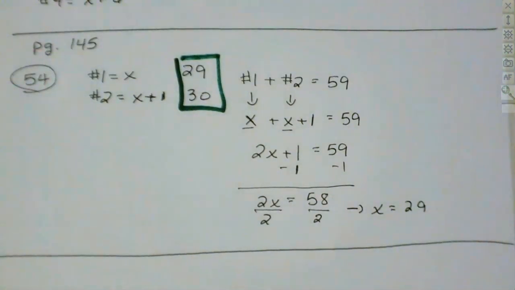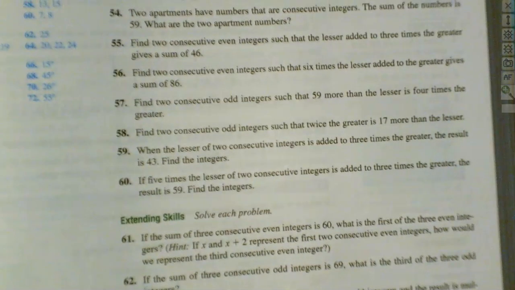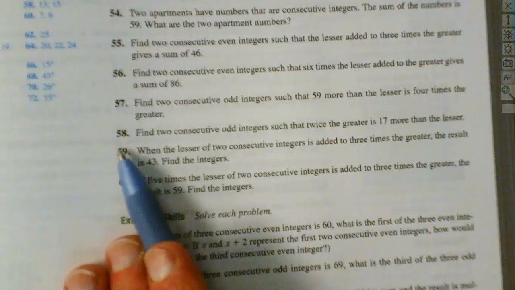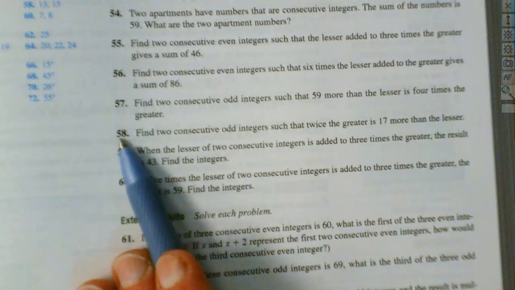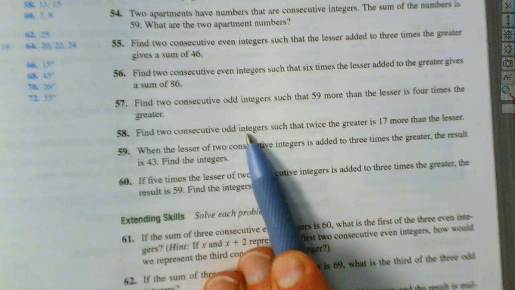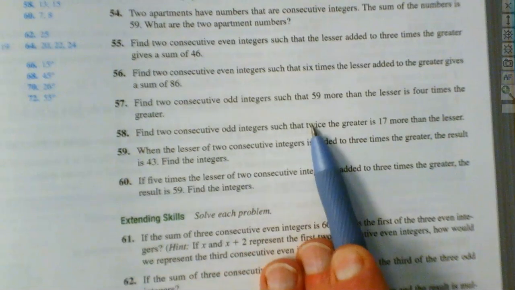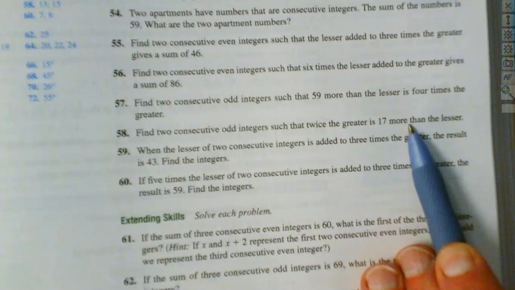Now let's look at even and odd. 58. This one's going to be an odd one. And what's the gap for the even or the odd numbers? 2. So we have to make sure we remember that fact, gap of 2 every time. So we're looking here at 58. Two consecutive odd integers such that twice the greater number is 17 more than the lesser.